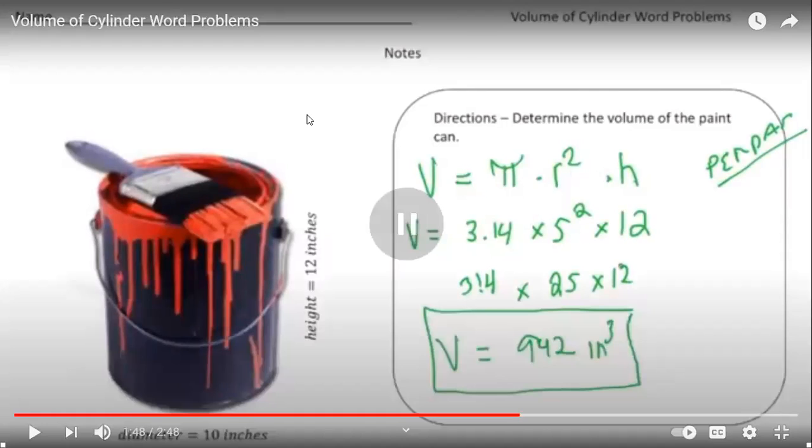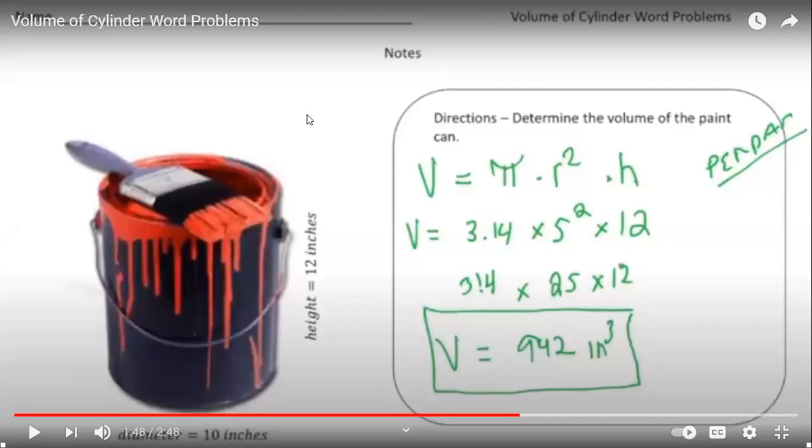In this question, where we were talking about which figure? We want to calculate the volume of what? Cylinder. The paint can, right? What do you have in the picture in front of you, grade 8? What do you have in the picture? A paint can, right? And it takes the shape of a cylinder.